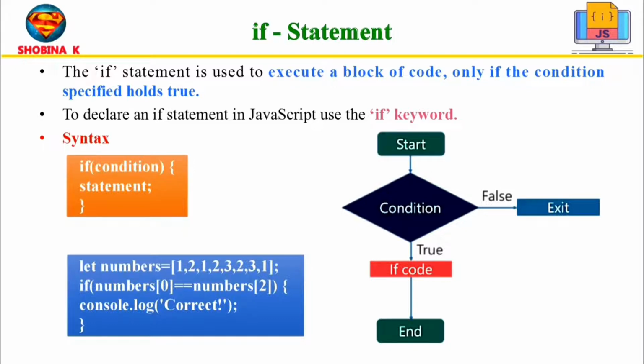Let's see an example of the if statement. In this example, I have defined an array of numbers and then I have defined an if block. And this block of statements includes a condition and a statement. Using the if statement, I am checking the condition that the element at index 0 and the element at index 2 are equal. If it is true, then it will print the statement correct.